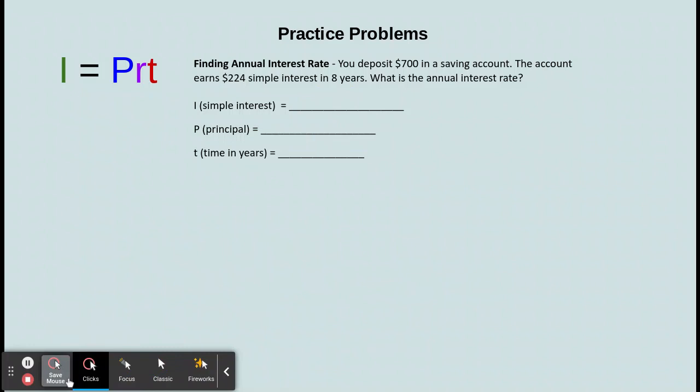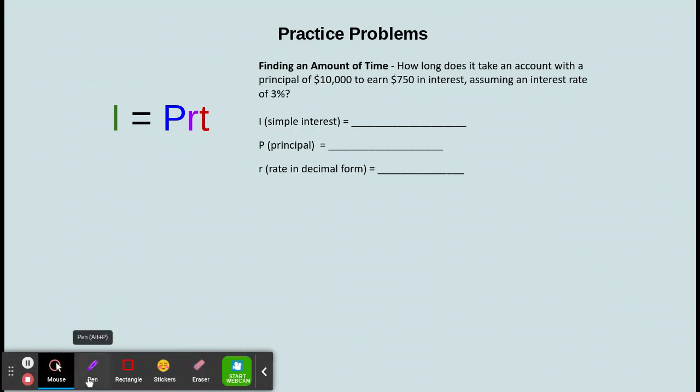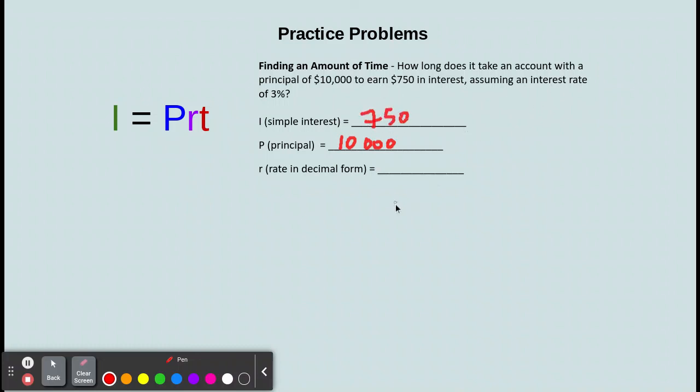All right, and then my hints for the very final one is finding the amount of time. Okay, for this one, how long does it take an account with a principal of $10,000 to earn $750 in interest, assuming an interest rate of 3%? 3% in decimal form is 0.03. Again, we can use the formula. We're solving for t. We were told that the simple interest is $750. We were told that the principal amount is $10,000 and that the rate is 0.03, and we want to find t.